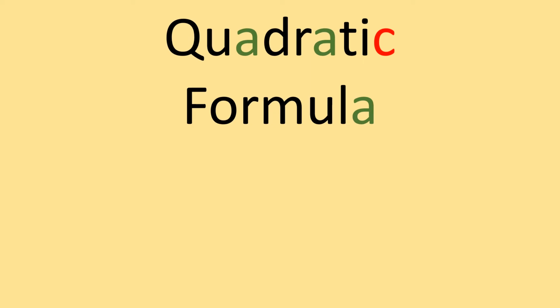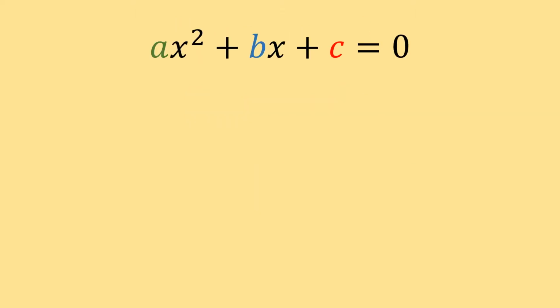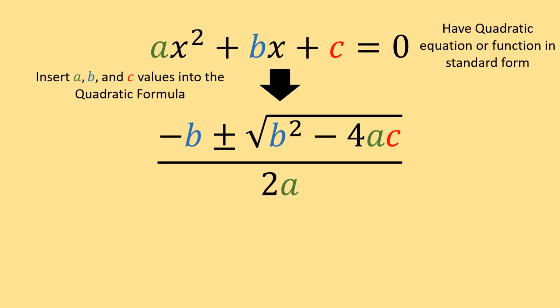Today we're going to go over two examples using the quadratic formula. And if you recall, the quadratic formula is negative b plus or minus the square root of b squared minus 4ac all over 2a. As a quick refresher, we use the quadratic formula when we have a quadratic equation or function in standard form, and after identifying a, b, and c, we can insert the values into the quadratic formula.